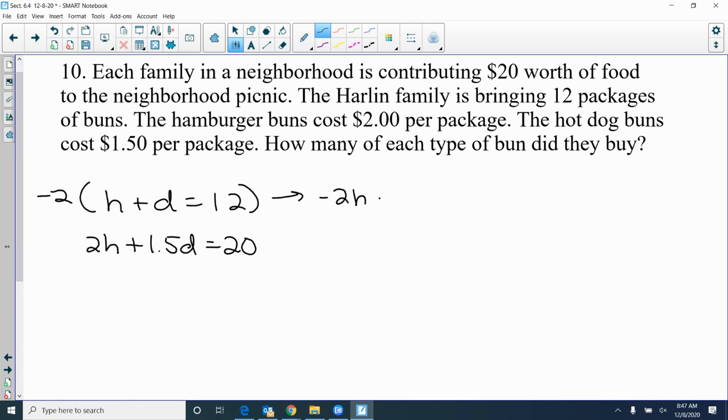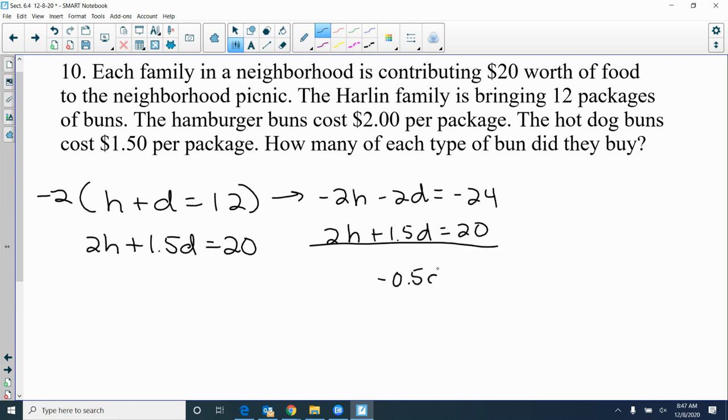-2 times positive D is -2D. Now, this is where usually I see a mistake. -2 times 12 is -24. Make sure you have a negative down. So now, -2H plus 2H is 0. -2D plus 1.5D is -0.5D equals -4.